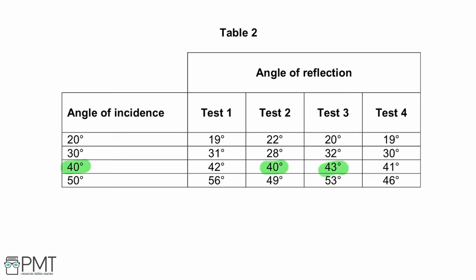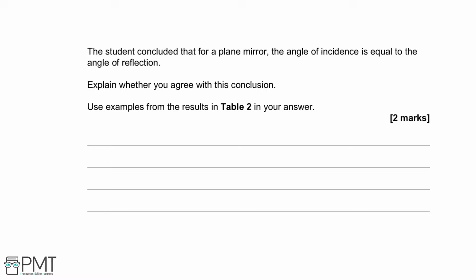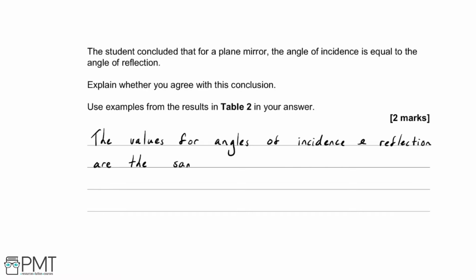So with that evidence, we can go back to the question and we can say the values for angles of incidence and reflection are the same within experimental accuracy. That's basically saying that we're giving them a bit of leeway because it was an experiment and some things can go a bit wrong, like with the random error.